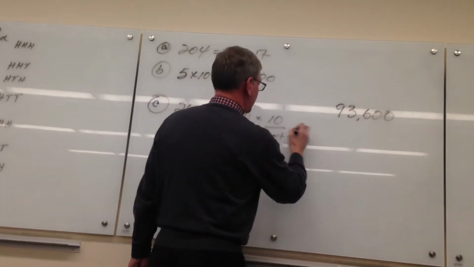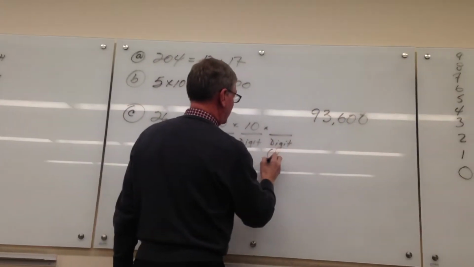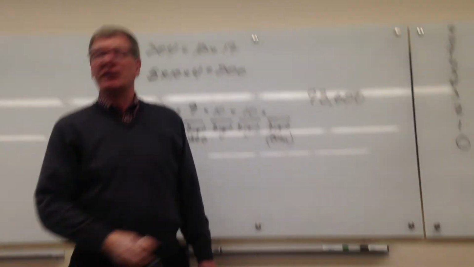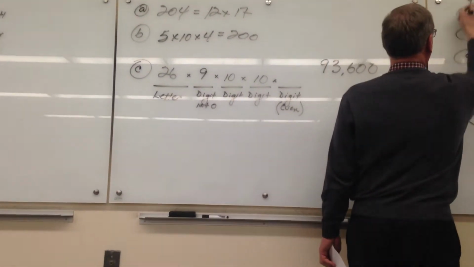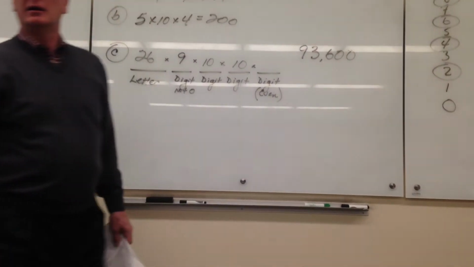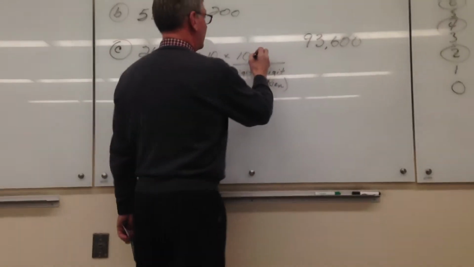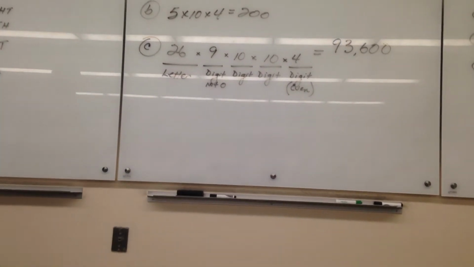So now the last one, it's got to be another digit, but it's got to be what? Even. So how many choices have I got over here? 4. That's it, right? So those are the 10 digits times 4 equals 93,600. Okay, good job.